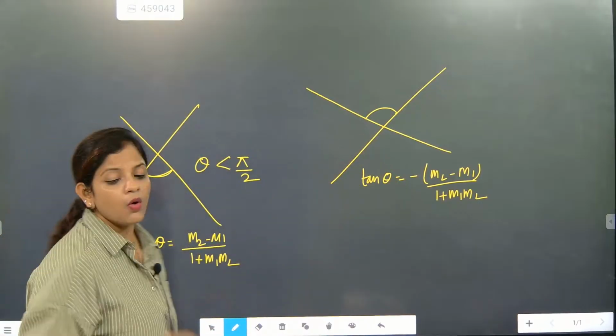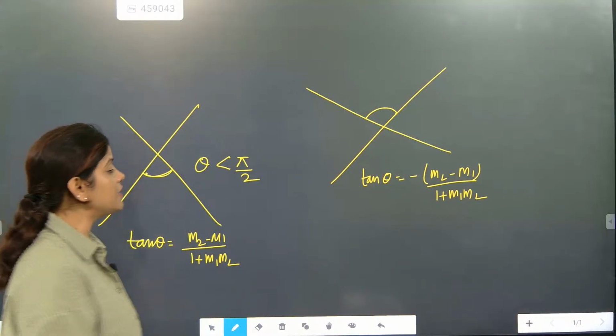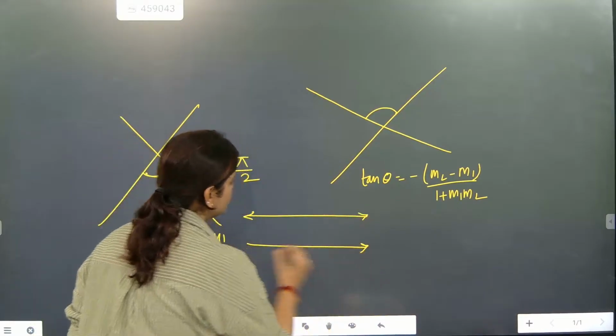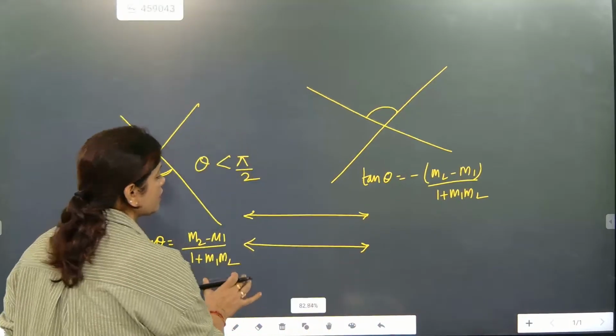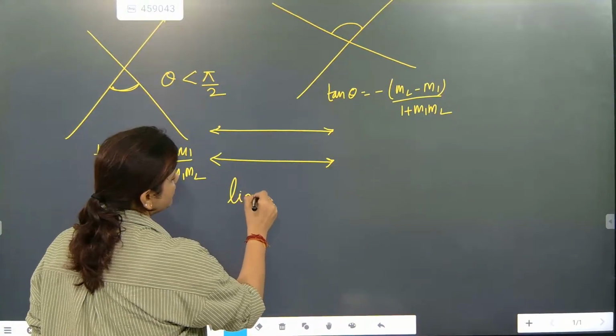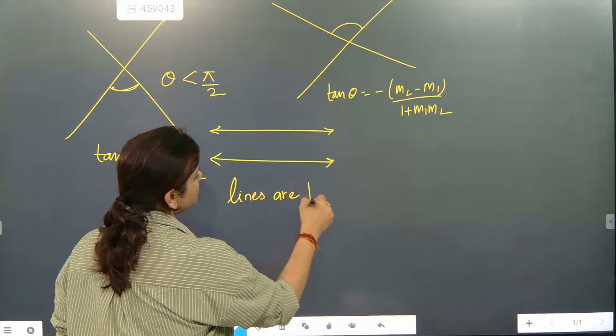Now, what if both lines are parallel? If both lines are parallel, then what will happen to their slopes?